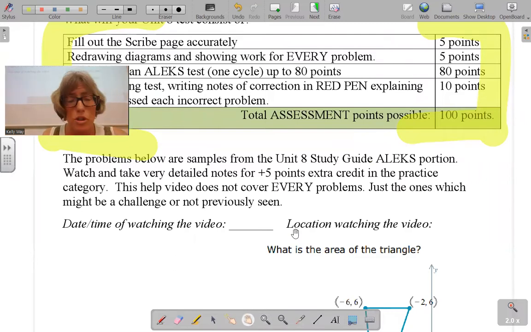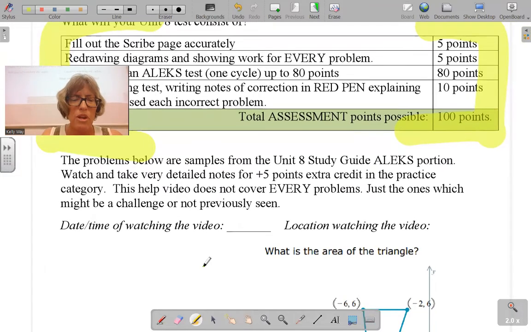This help video does not cover every single problem in your ALEX, only what might be considered the most tricky or most difficult problems. Watch and take very detailed notes. You must also make note of the date and time that you are watching this video, as well as your exact location.